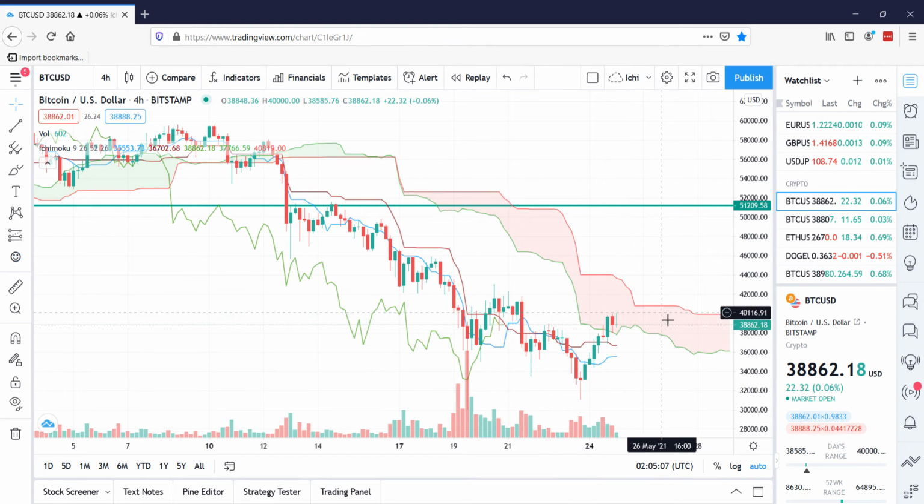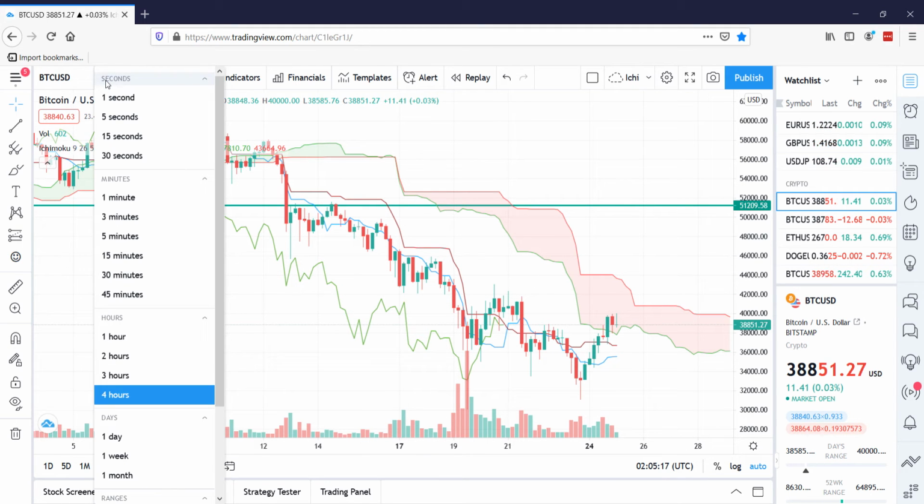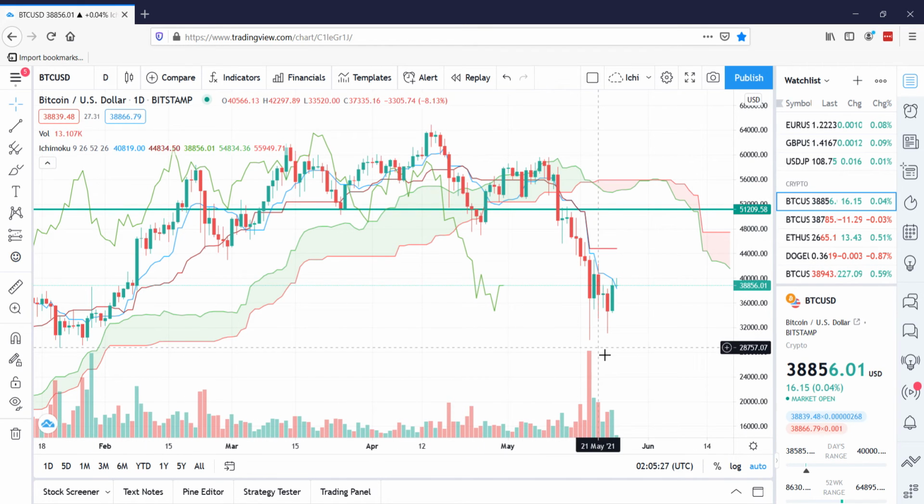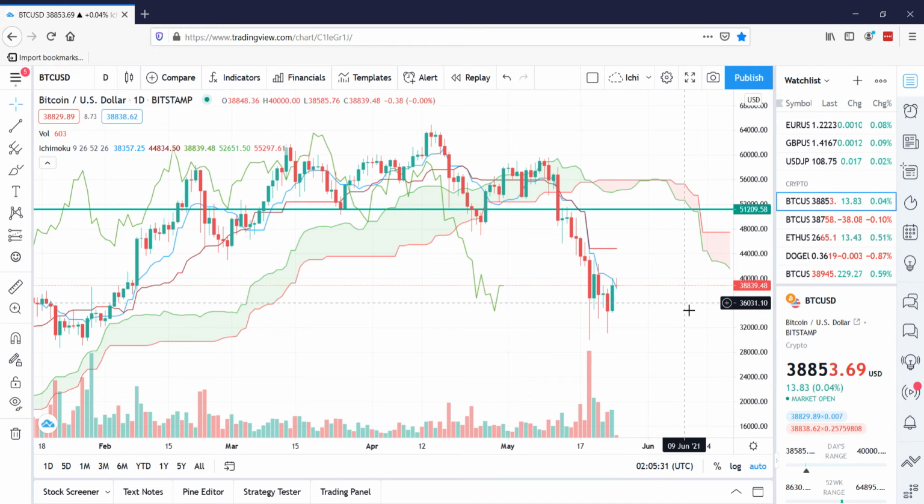So I'm actually expecting Bitcoin to get rejected here right around the $4,000 level is what I'm anticipating. You can't make predictions. I don't try to make predictions, but I just try to determine high probability trade direction based on the technicals is basically what I'm doing. Back to the daily chart here.